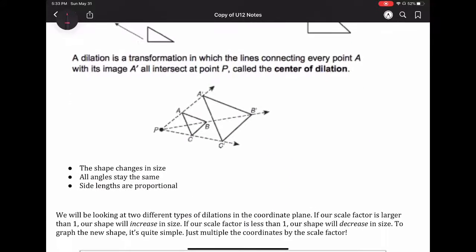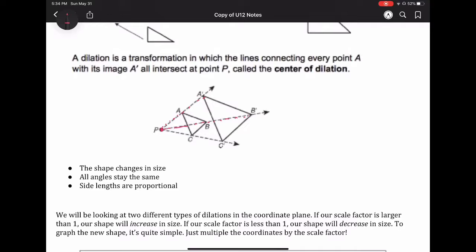A dilation is a transformation in which the lines connecting every point A with its image A', the new A, all intersect at point P, called the center of dilation. So our shape is growing from point P. The distance from the original B to the new point B' will be to scale with the distance from the original point A to the new point A', all coming from that center point P.